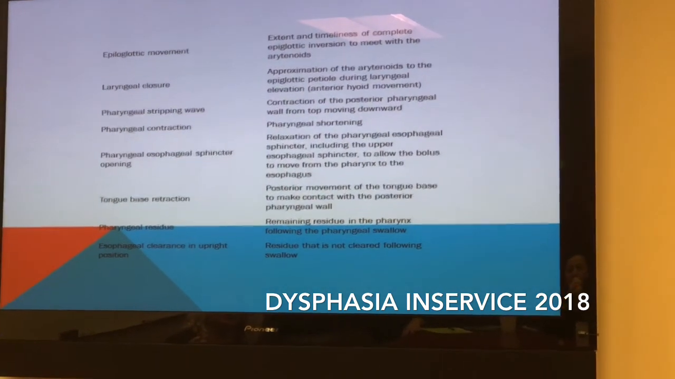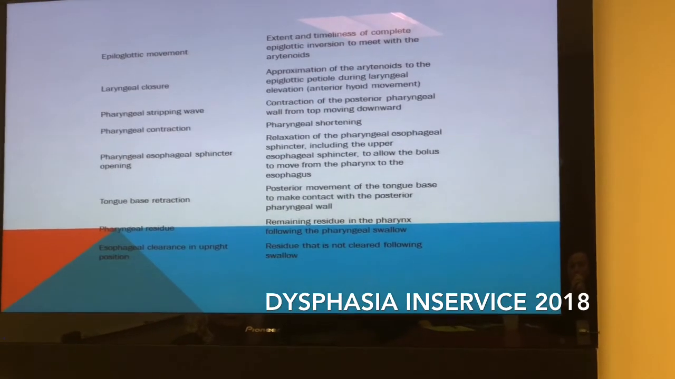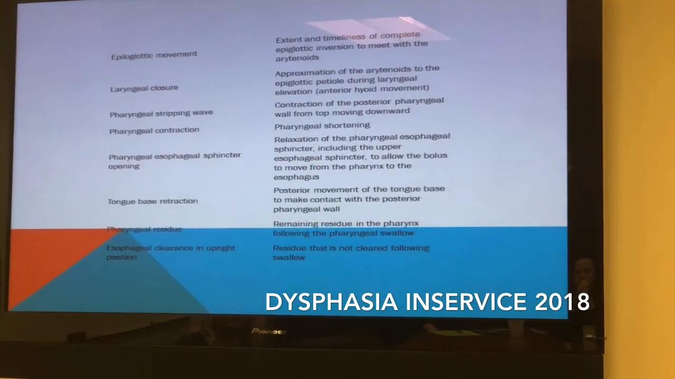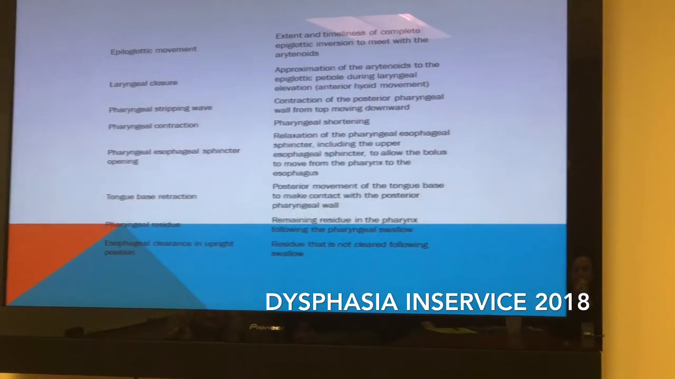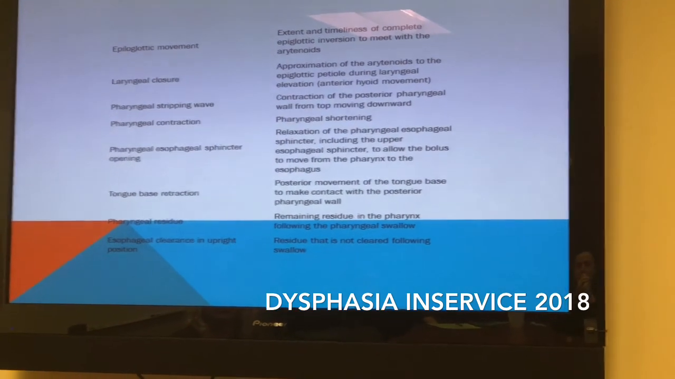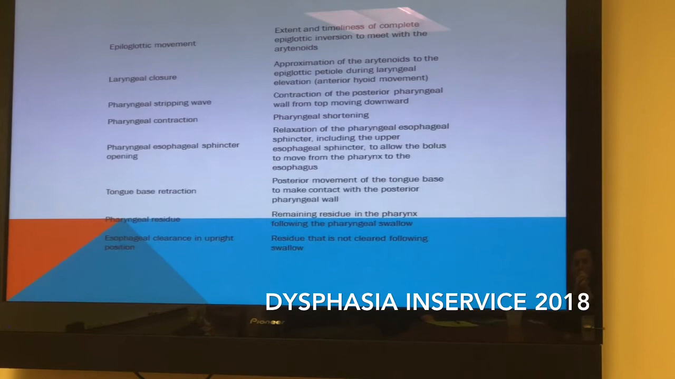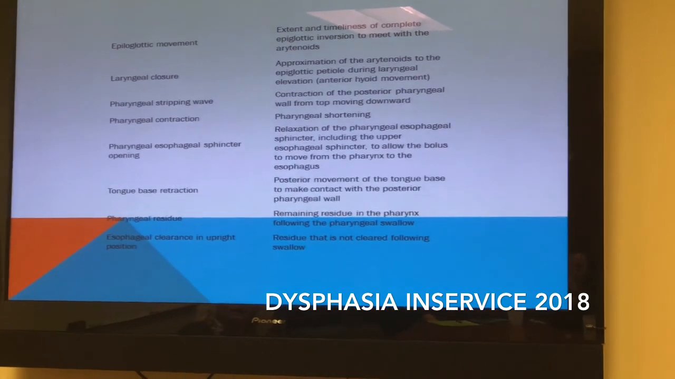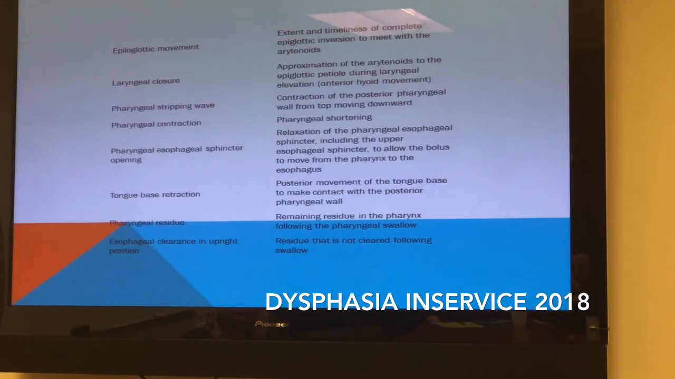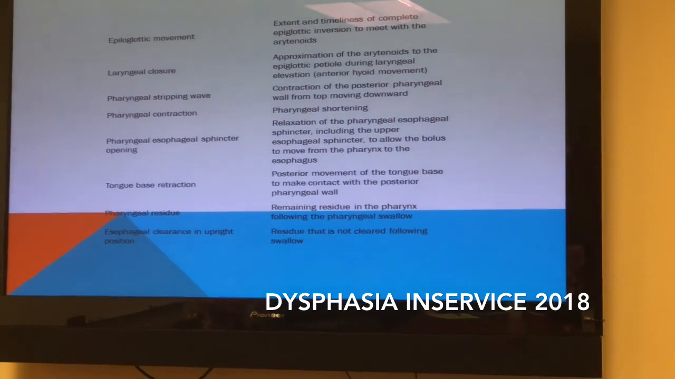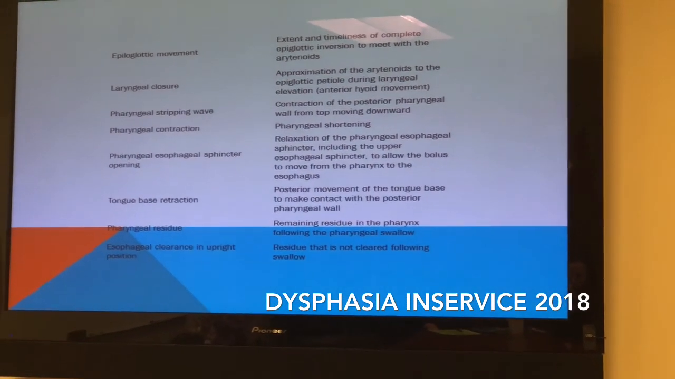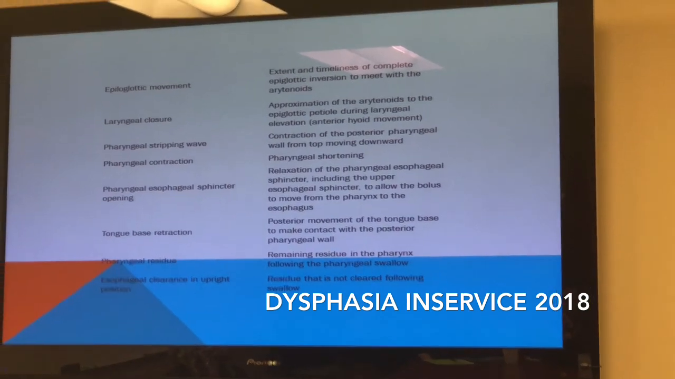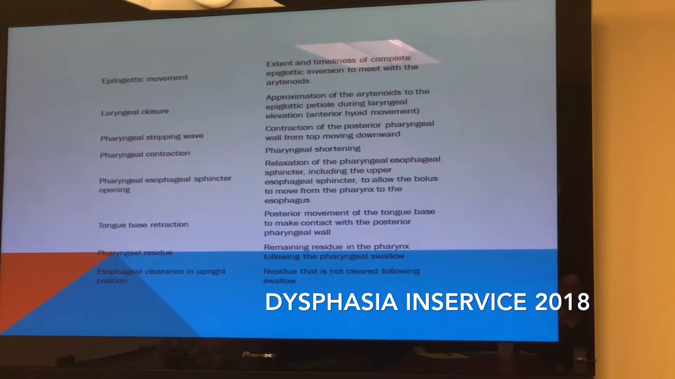We look at how tightly the larynx closes, so the laryngeal closure, and that's, again, the arytenoids coming in contact with the epiglottis. We look for the pharyngeal stripping wave, which is a wave of muscles that occurs down the posterior wall, and it kind of follows the bolus down in a wave. We look for pharyngeal contraction, where the actual pharynx raises, all the muscles shorten and raise up. We look for the relaxation of the pharyngoesophageal sphincter, which is that muscle at the top of the esophagus. And when you swallow, your hyoid pulls up and forward, your epiglottis comes down, and that muscle at the top of the esophagus has to relax in order to let the food and liquid go down.